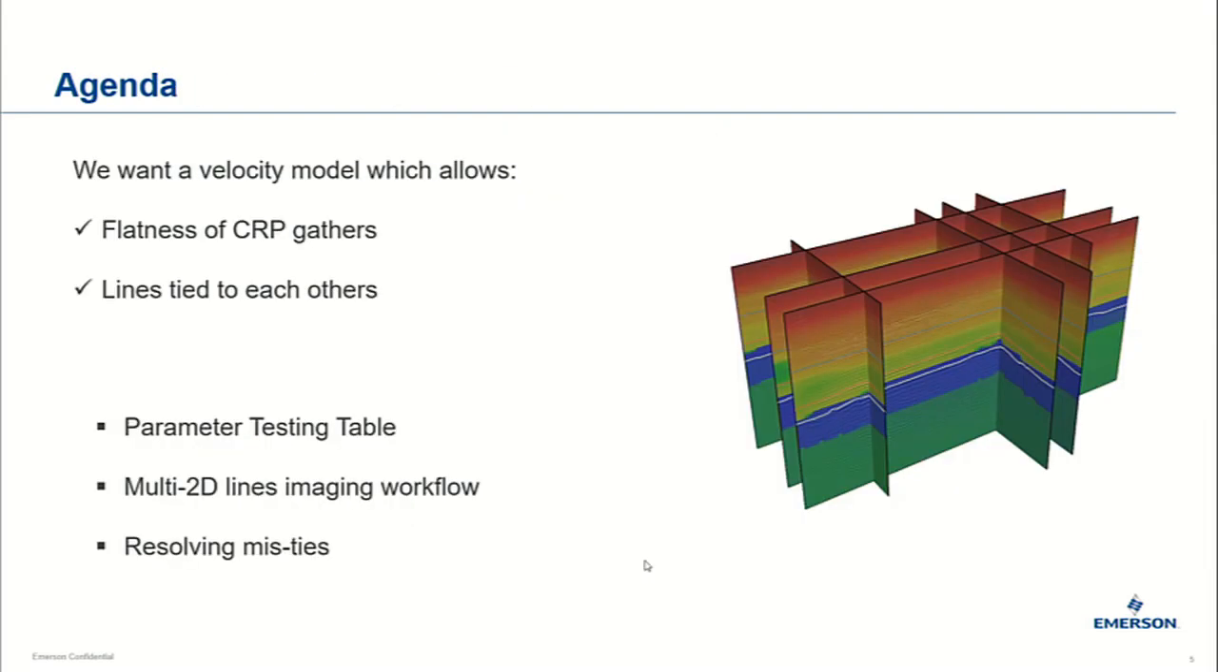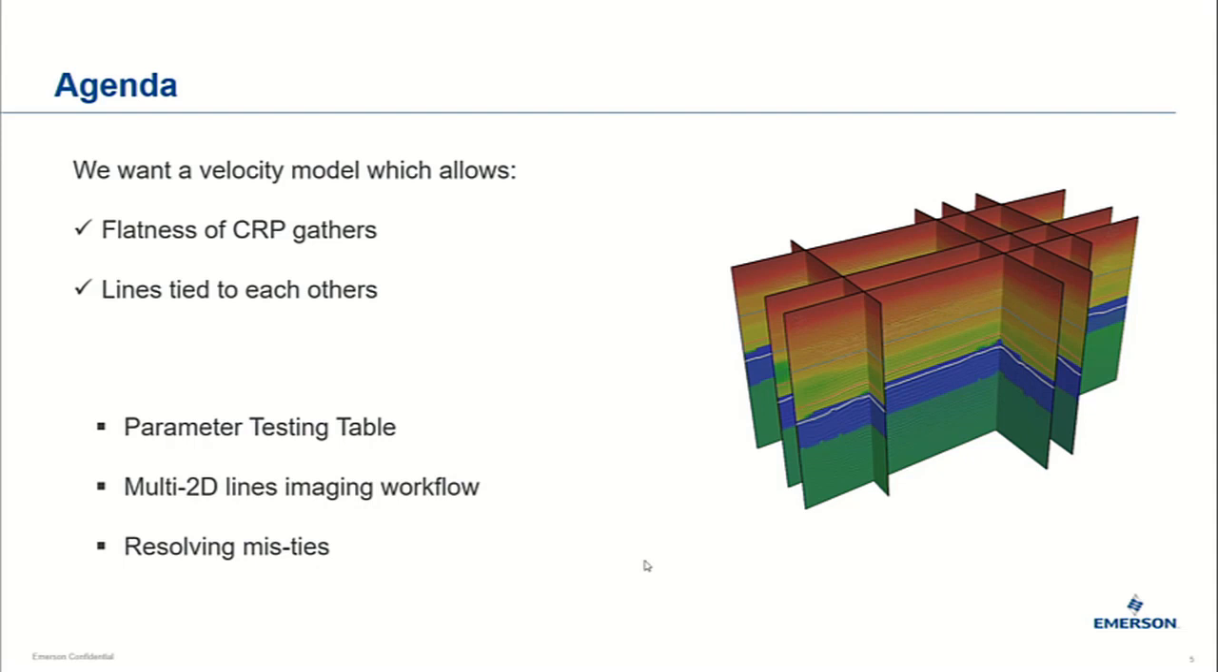So the agenda, what I'm going to show you today, is basically a velocity model, the whole workflow, because we're going to have a velocity model which is going to flatten our CRP gathers, and also we are going to have the lines tied to each other, i.e. if I have some intersection of lines, I don't want to have the mis-ties that normally you will have if you do normal processing. So by doing this workflow, I will have not only a velocity model which works well for each line, but also a true model in the 3D sense, i.e. all the lines will be tied to each other.